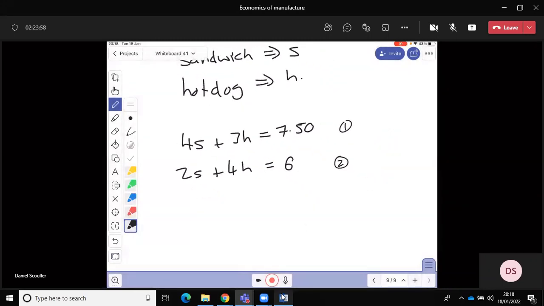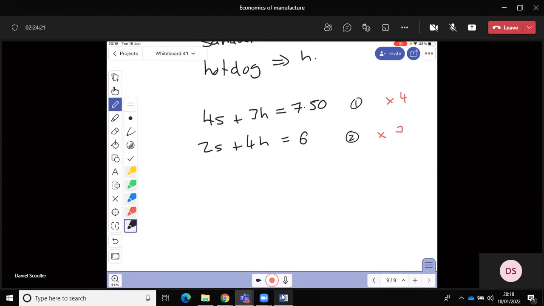Okay, I'm going to stick to the second term. Eliminating the first term might actually be easier, but we're just going to stick with the second term and go with it. Stay consistent. Multiply that by 4. Multiply that by 3. Okay, multiplying equation 1 by 4 gives us 16s plus 12h.